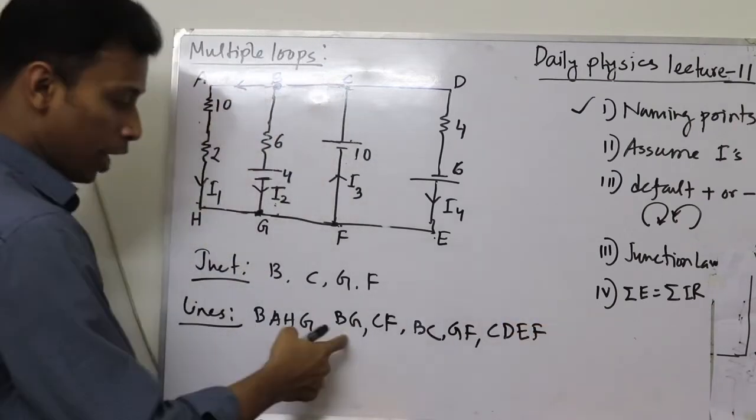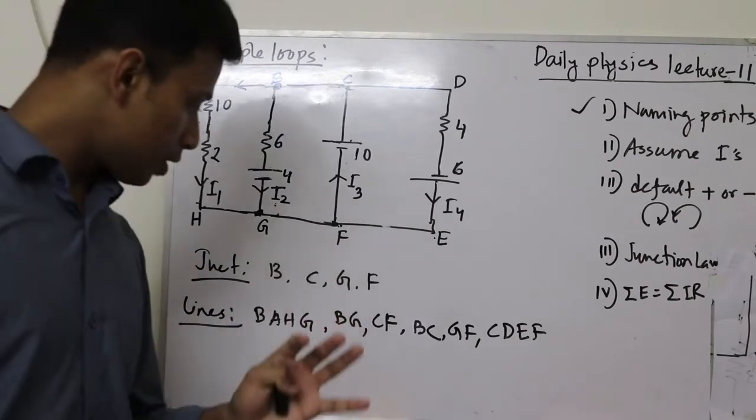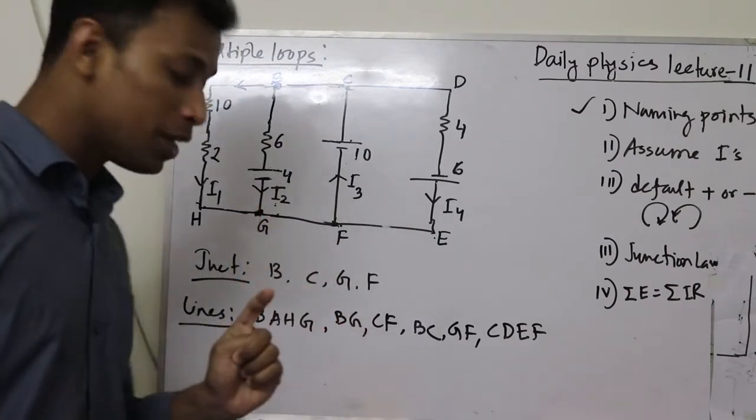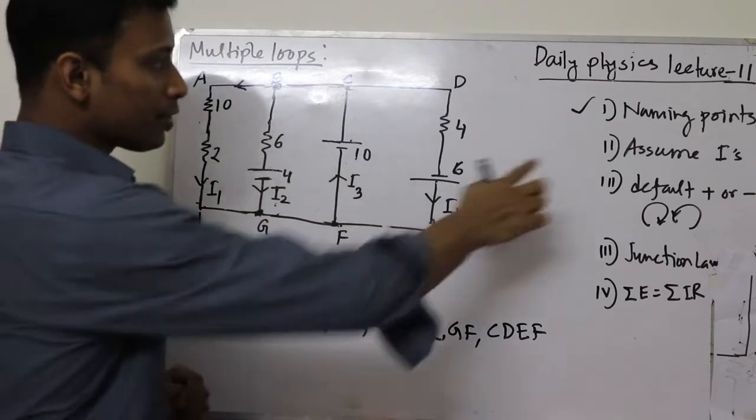So in total we have 1, 2, 3, 4, 5, 6 lines. How many lines? 6 lines. As we have 6 lines, it means we have 6 current flows. So what about the second step?